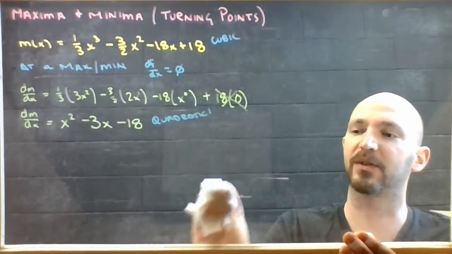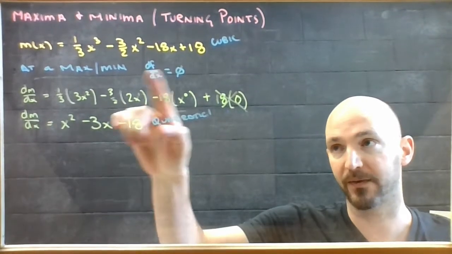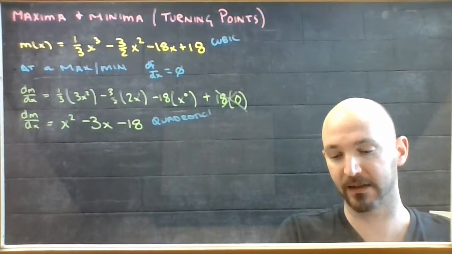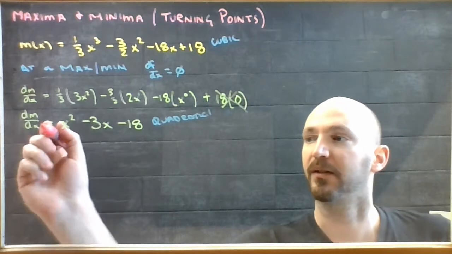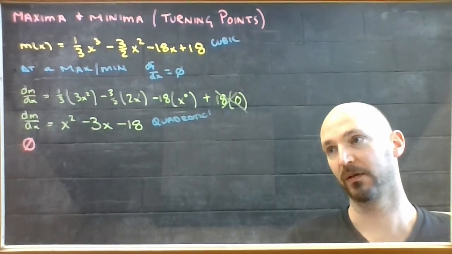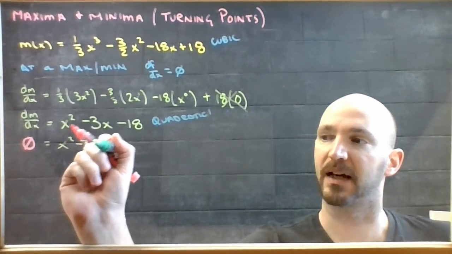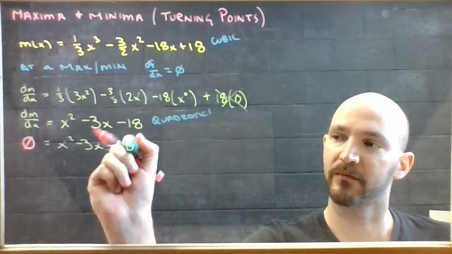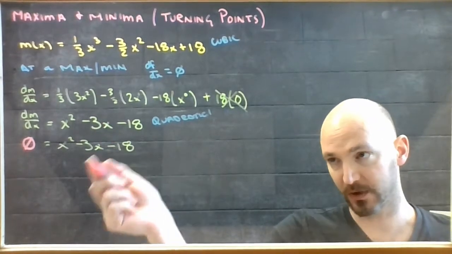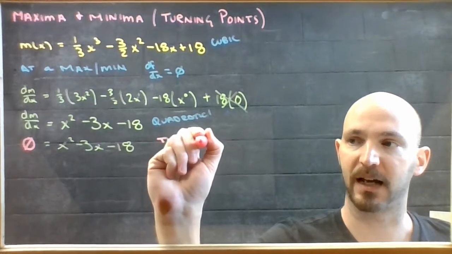So in order to actually find those places where the max and the min occur, I'm going to have to take my derivative and set it to 0. So 0 equals x squared minus 3x minus 18. And the reason you're doing that is the curve is flat at a max or min.